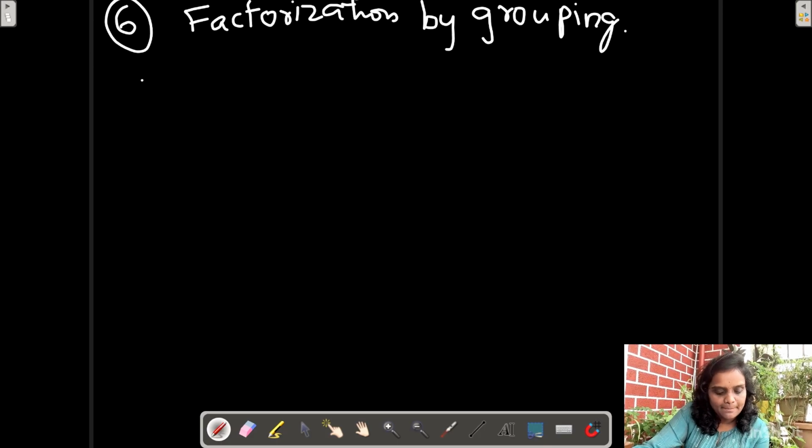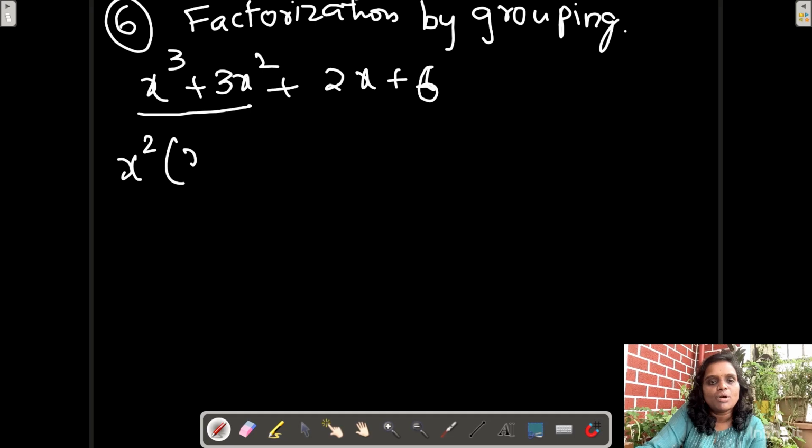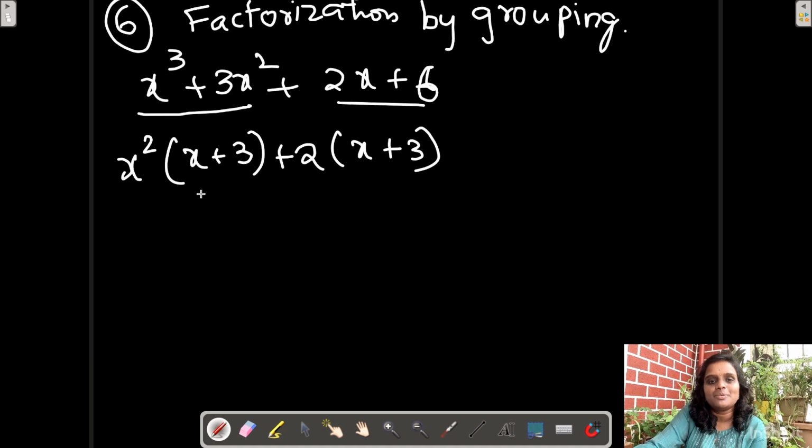Let's take one example for this. x cube plus 3x square plus 2x plus 6. What should we do? We have to do grouping. So, take these two terms first. Take x square common. What is there here? x plus 3. Take 2 common in these two terms. What is left out? x plus 3.